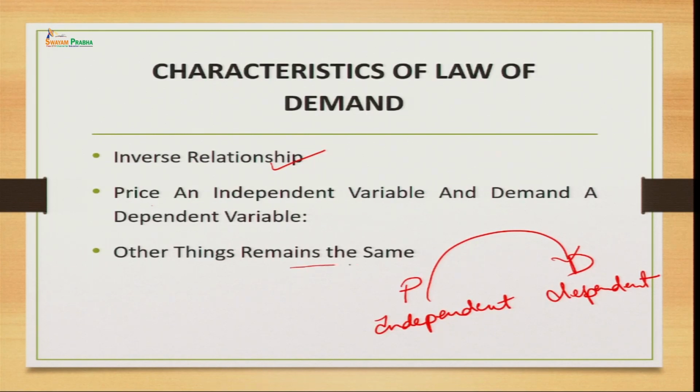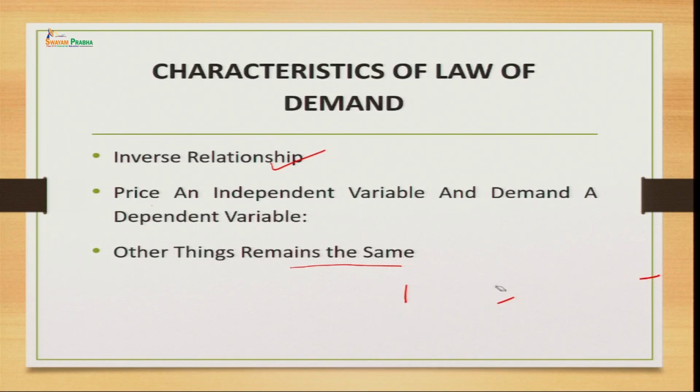And lastly, we have to assume these other factors remain same or constant, otherwise we would not be able to make this study. This law of demand study is not possible if we are not assuming the other factors to be constant. So, this is how we understand the characteristics of the law of demand.